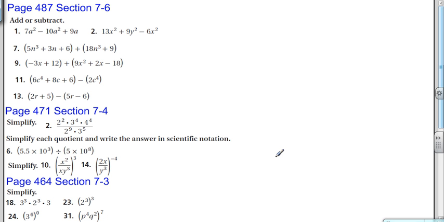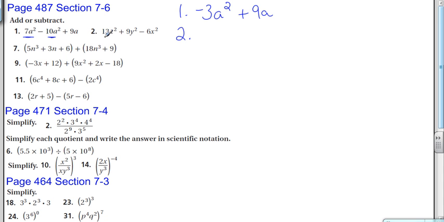Okay, on number 1, you are adding like terms. So when you add like terms, you have to find variables that have the same exact letters with the same exact exponents. So 7a squared minus 10a squared is like terms. So I can do 7 minus 10 and get negative 3. And you keep the a squared. There was nothing like the 9a, so that stays exactly the same. So when you add like terms, exponents do not change.